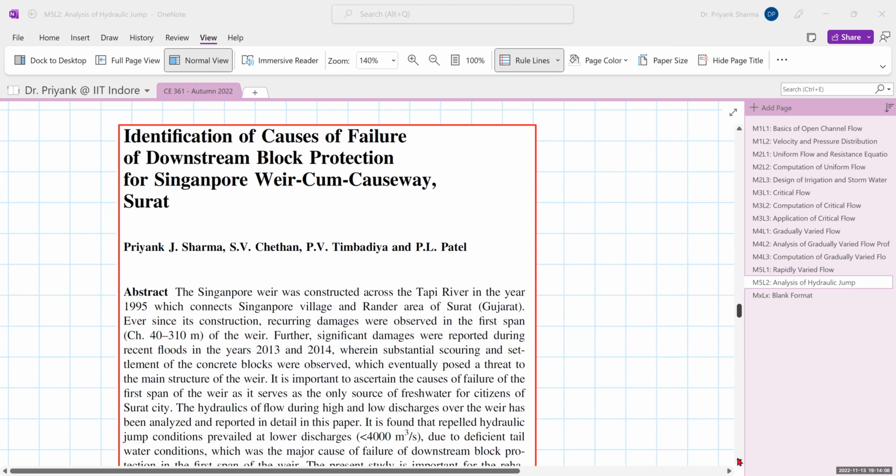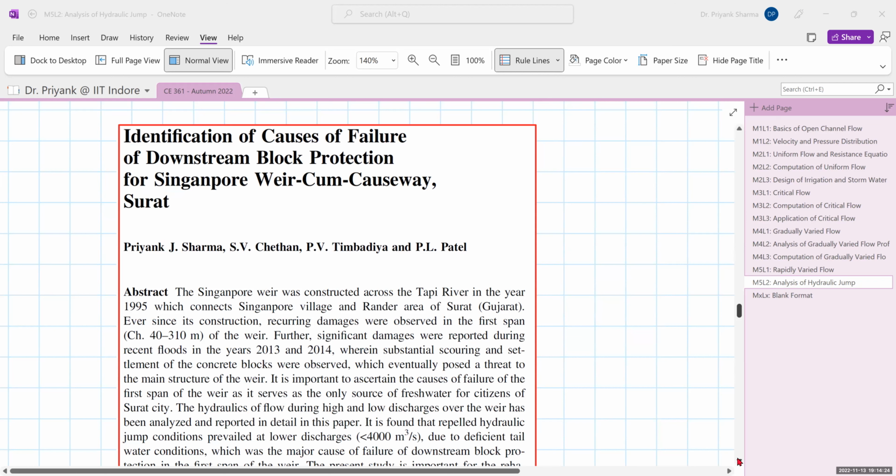So this was a weir cum causeway. A causeway is a low-lying structure over which vehicle movement is allowed. However, in case of high flows in the river, the vehicular movement is stopped. So this is in Surat.